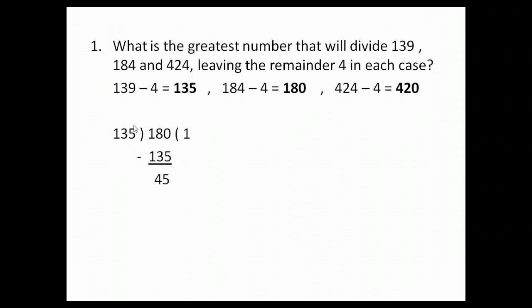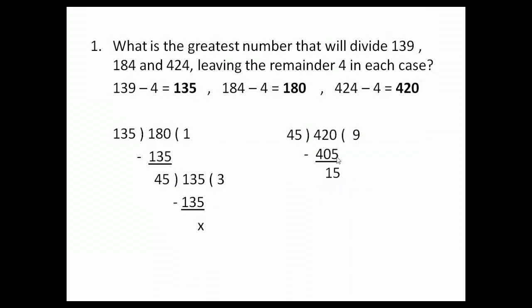Now the divisor will become the dividend. So 45, how many times? 45 3 times will give us 135. So here it is completely divided by the number 45. Now let's try to divide 420 by 45. So 45 9 times will give us 405, and then we have 15 as the remainder.